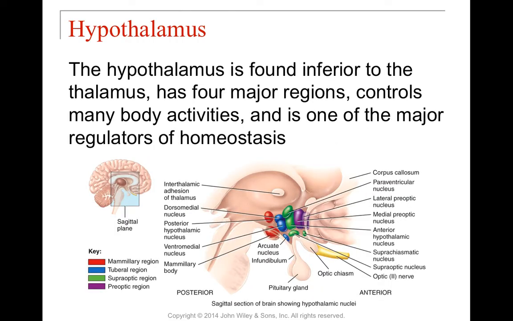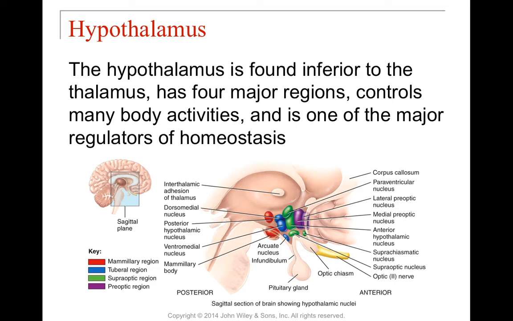So the hypothalamus is found inferior to the thalamus, or just below the thalamus, and it has 4 major regions. And it's going to be responsible for controlling many of the body's activities, and it is a homeostatic regulator. So when I said previously it's going to help with regulation of a lot of different pathways, I wasn't joking. It's going to regulate a lot of different parts of homeostatic pathways. And the 4 major regions are the mammillary, the tuberal, the supraoptic, and the preoptic regions.